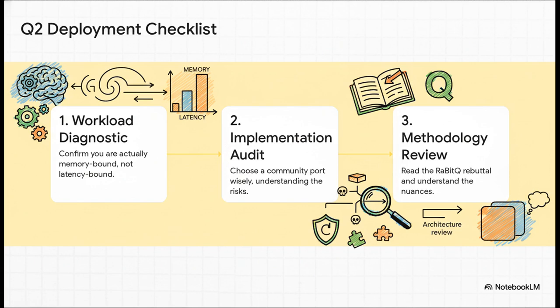Okay, so here it is, your 3-step action plan for Q2. Step 1, run a workload diagnostic. Prove to yourself that you're actually memory-bound and that this tech will provide a real benefit. Step 2, conduct an implementation audit. If you're going to use a community port, pick one, but do it with your eyes wide open about the risks involved. And step 3, perform a methodology review. Go read that RaBitQ rebuttal. Make sure your team is making decisions based on the full, nuanced picture, not just the hype.